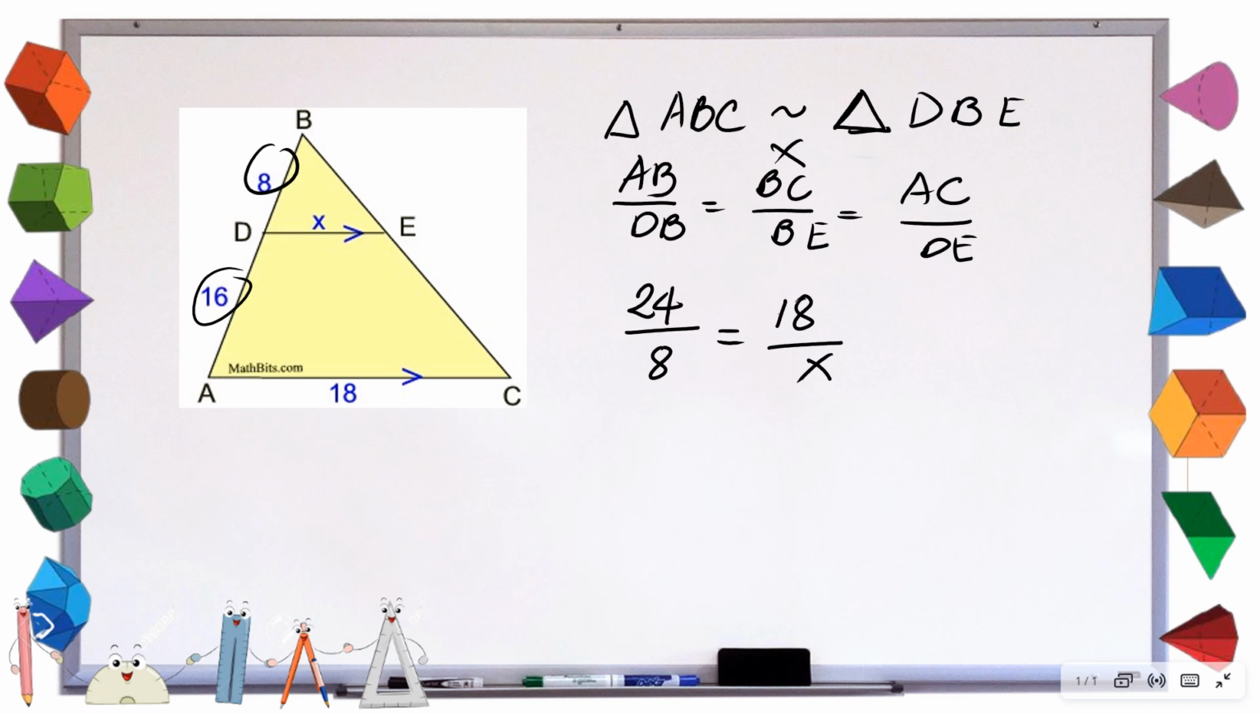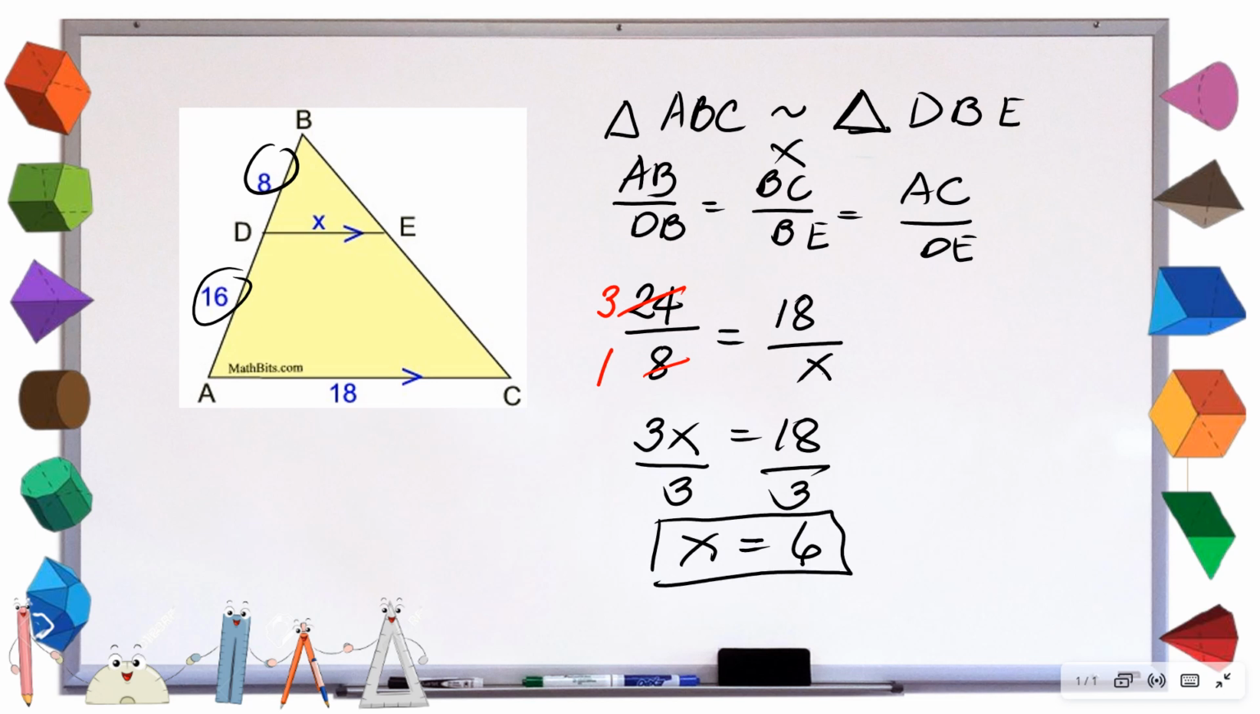And again, we can get the lowest term. 24 over 8 is divisible by 8. We can get this as 3 is to 1. Then by cross multiply, 3 times x, 3x, 1 times 18, that's 18. Dividing both sides by 3, the value of x here is 6.